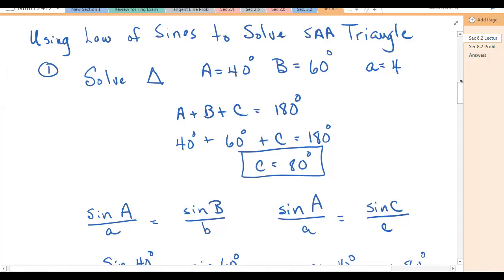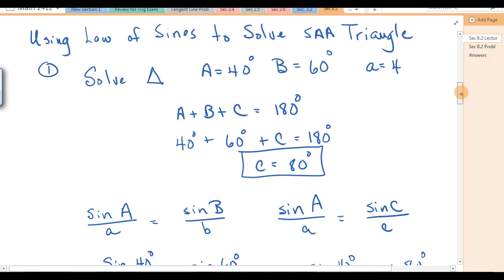So the first thing we're doing is we're given one triangle, and we're saying solve it if you are given that A is equal to 40 degrees, B is 60 degrees, and side a is 4. So we can always get the third angle because they have to all 3 add up to 180. So plug in the 2 you know, and so you have 100 degrees there, subtract it. So angle C is equal to 80 degrees. And then we need to find side b and side c.